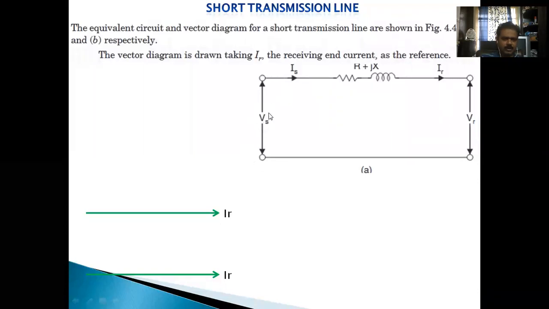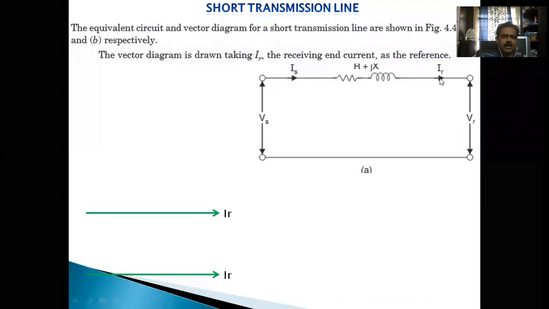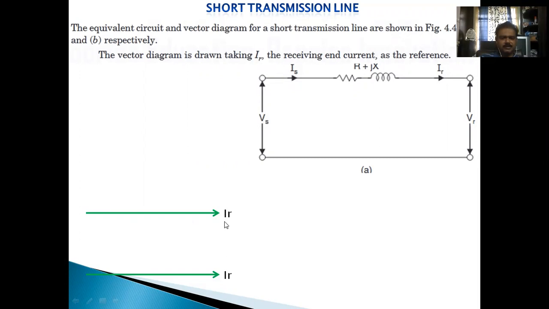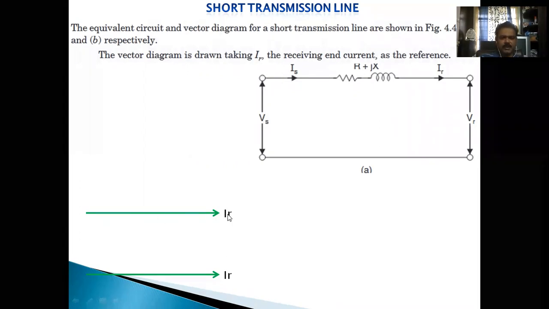If I assume this is a voltage source, and here the load is connected. So the voltage across the load is VR, the receiving end voltage. In between the source and the load, there is a transmission line whose impedance value is R plus jX. Now everything is connected in series. In series elements, we can take the current as a reference. So in this case, I have assumed IR as the reference. So the reference current is IR.